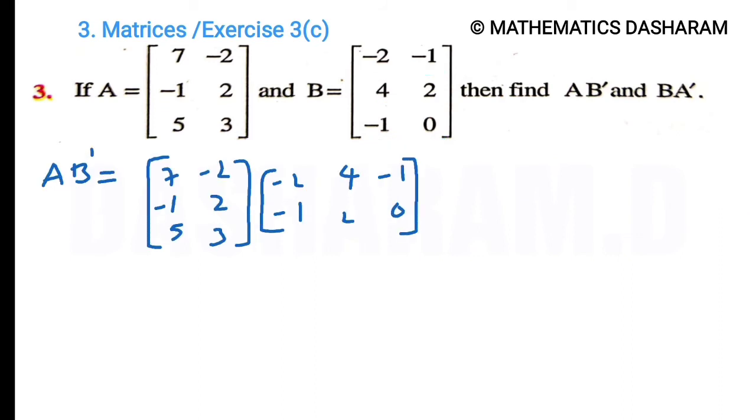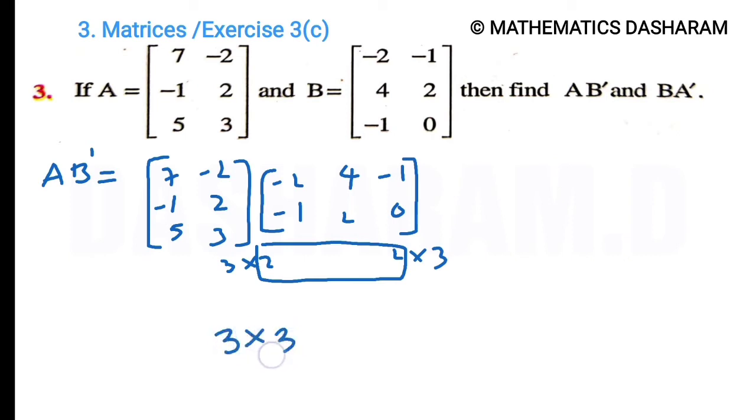Before doing the multiplication, let's verify the condition. The order of the first matrix is 3 rows 2 columns. The order of the second matrix is 2 rows 3 columns. So here the number of columns in the first matrix equals the number of rows in the second matrix. So multiplication is possible, and the order of the answer matrix is 3 by 3.